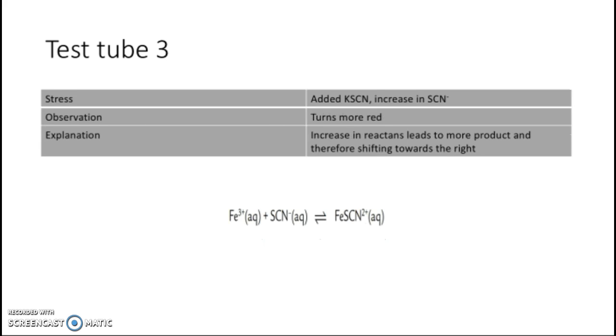Okay, so in the third test tube, we added or increased the thiosulfate, and we observed that the liquid turns more red. The explanation for this is that we increased the reactants, which lead to more product and therefore shifting towards the right. And we see this by the reaction here, that we had the thiosulfate, which we increased, which by Le Chatelier's principle again would make the equilibrium turn to the right to restore equilibrium.